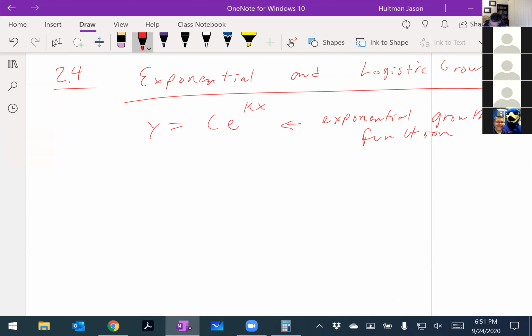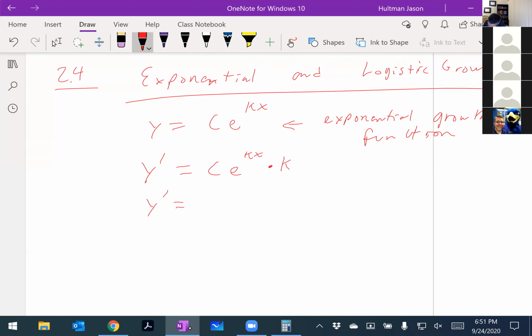If I take the derivative, y prime is Ce to the kx times k, by the chain rule. I could say y prime is equal to the original function times k, or I'll write this as ky. The original function is y, and then I just multiply that by k. And so this is called a differential equation, or derivative equation.